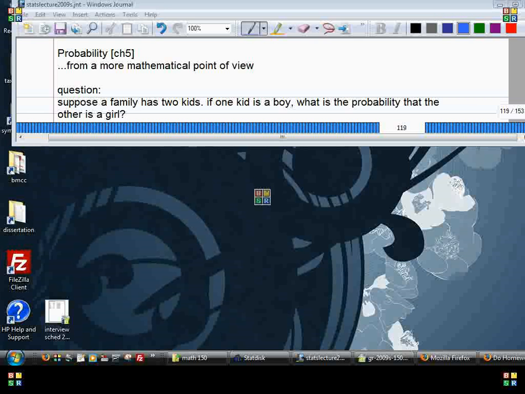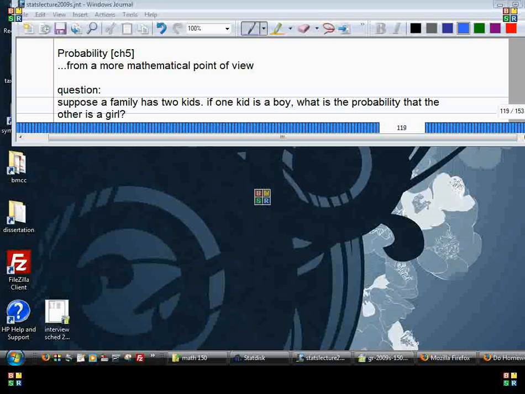Probability from a more mathematical point of view. Now, what do I mean when I say from a more mathematical point of view? We've talked about probability before, but it was just find the probability of this. Oh, we need the software to do it because it's got to do with some weird calculations. So we're now going to go back and talk about probability in situations where we can actually do the calculations by hand. So we're actually going to be working it out.